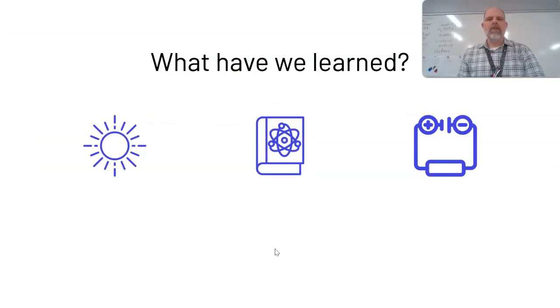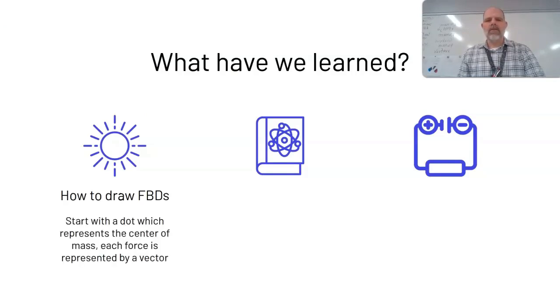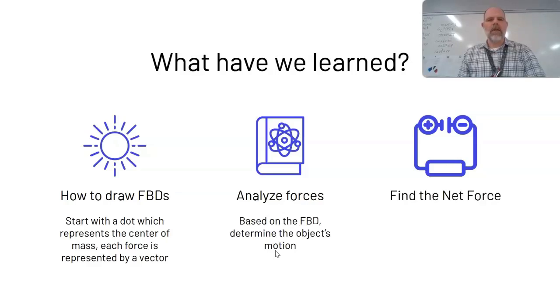All right, so what have we learned in this lesson? So we learned how to draw free body diagrams. You start with a dot, which represents the center of mass of the object, and then each force is represented by a force vector. Then you're going to analyze the forces. So based on the free body diagram, determine the object's motion. Lastly, you're going to find the net force. So you're going to add the forces in each direction to determine the net force on the object. All right, thanks everybody.